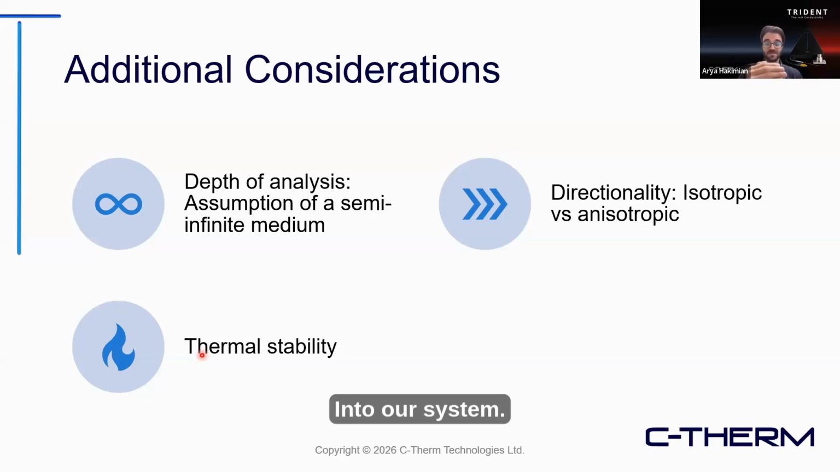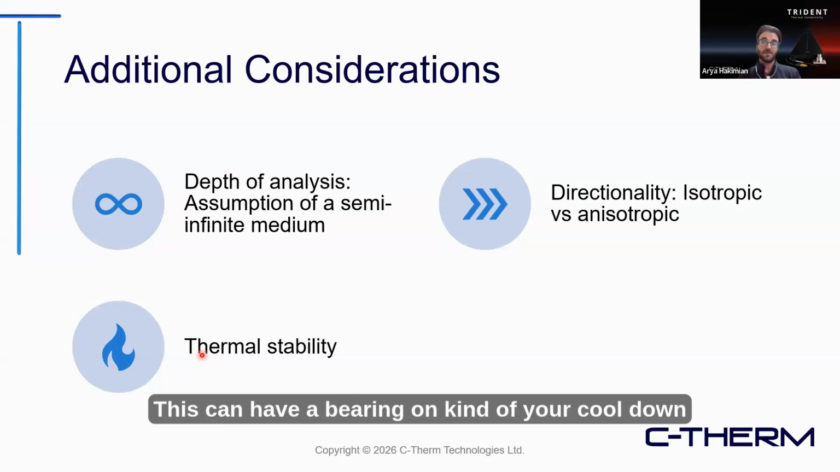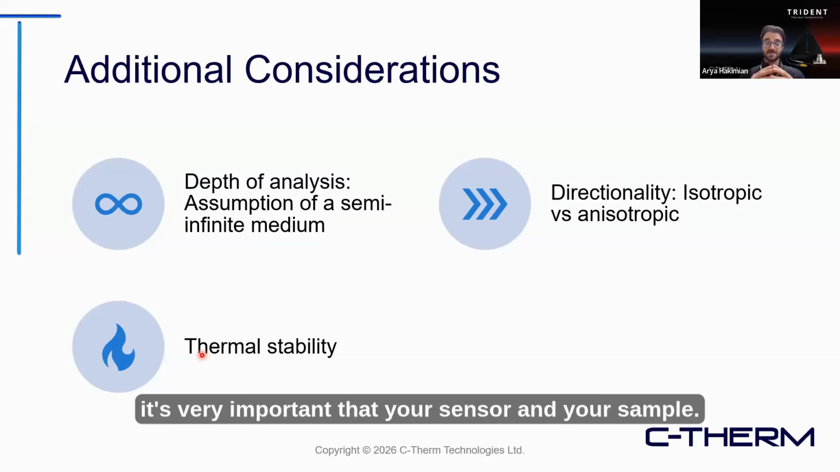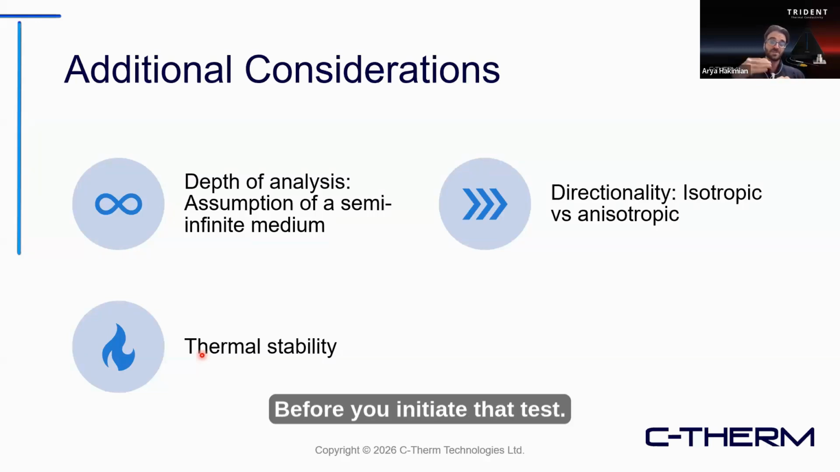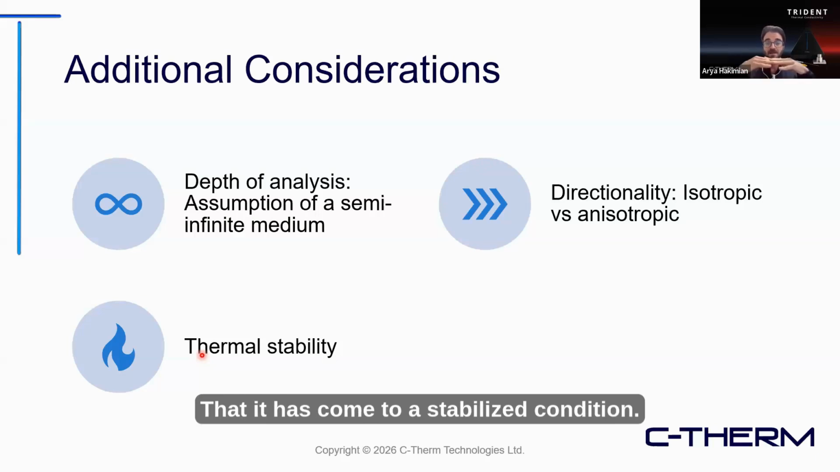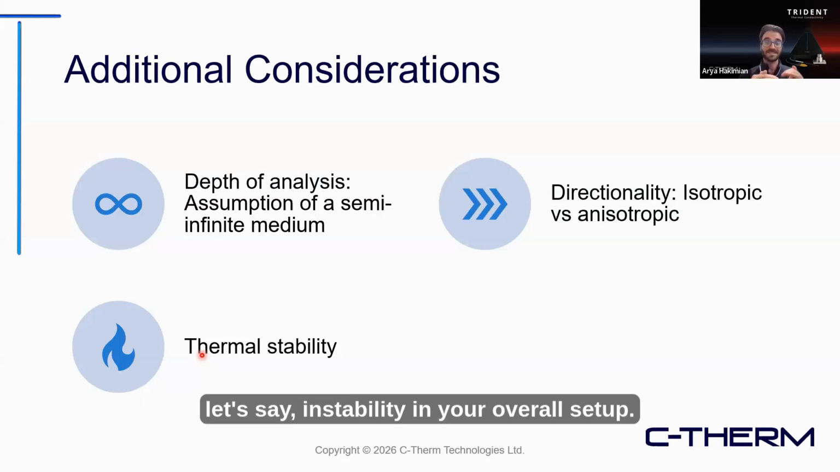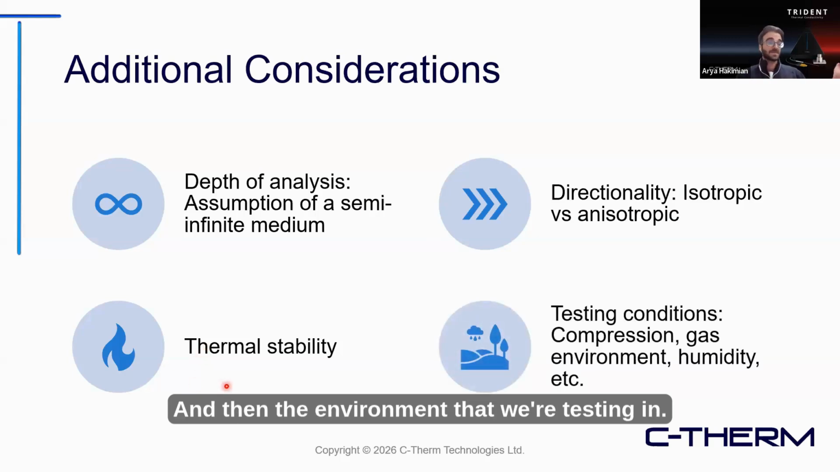you're generating into our system, this can have a bearing on your cool down time between individual measurements. Especially with transient, it's very important that your sensor and your sample, before you initiate that test, have come to a stabilized condition, or else you can get some potential bias introduced based on that instability in your overall setup. And then the environment that we're testing in.